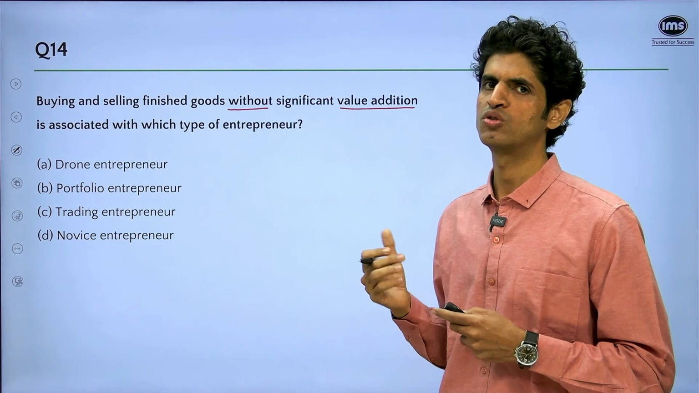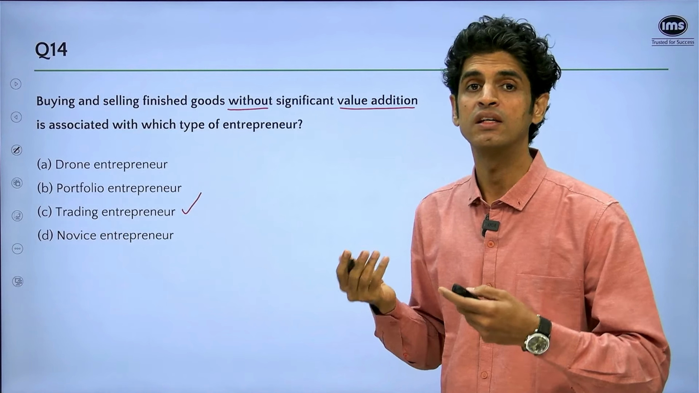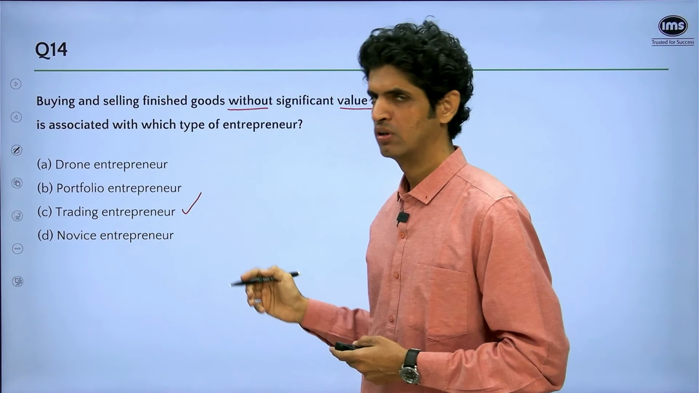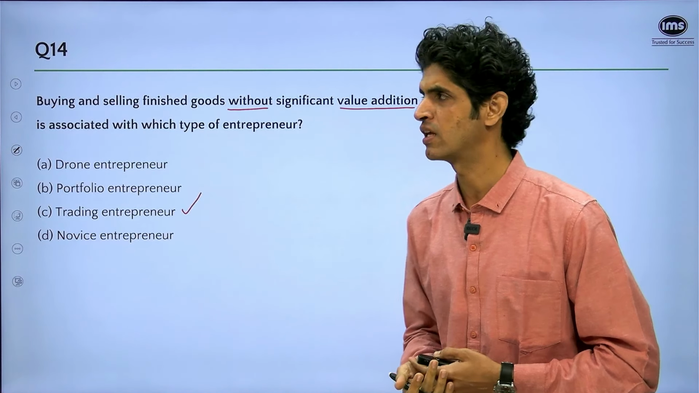This is somebody who doesn't want to change anything in the business. This is the one who will not create any addition of value. So this is the choice to go with. Novice is somebody who is new. This is not going to be somebody who doesn't add value. It is a novice entrepreneur who would be expected to add some value. Otherwise, starting a business may not make sense.